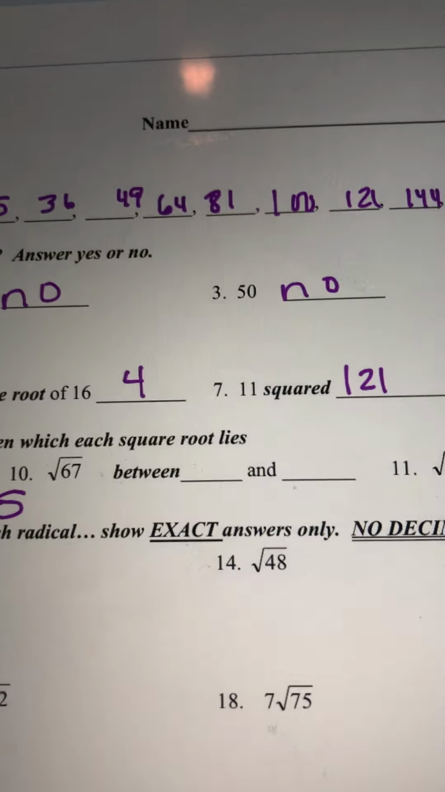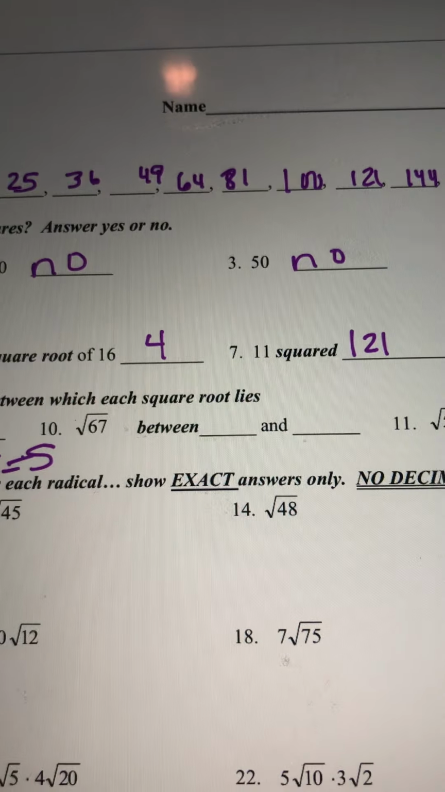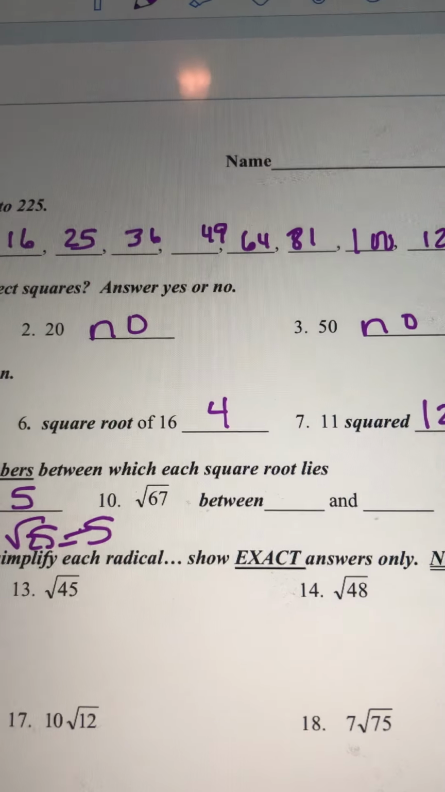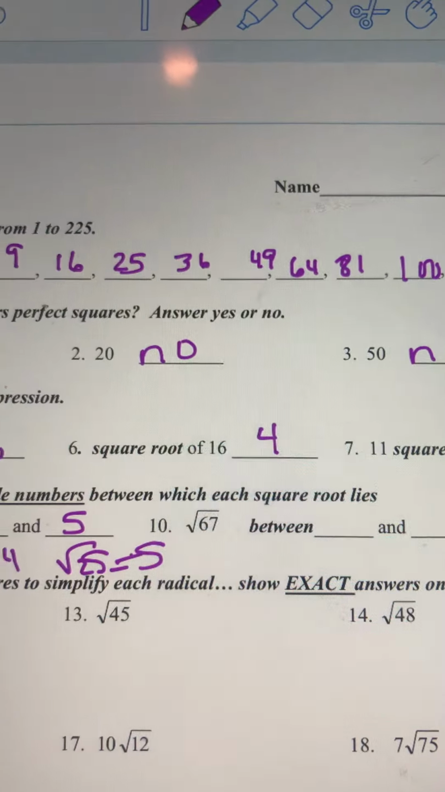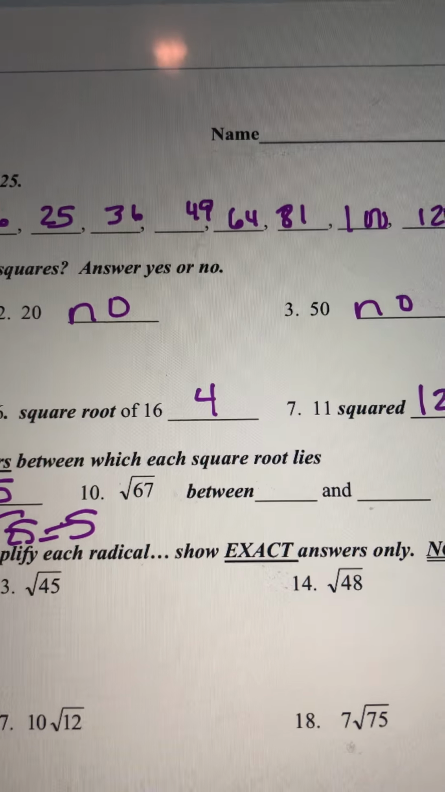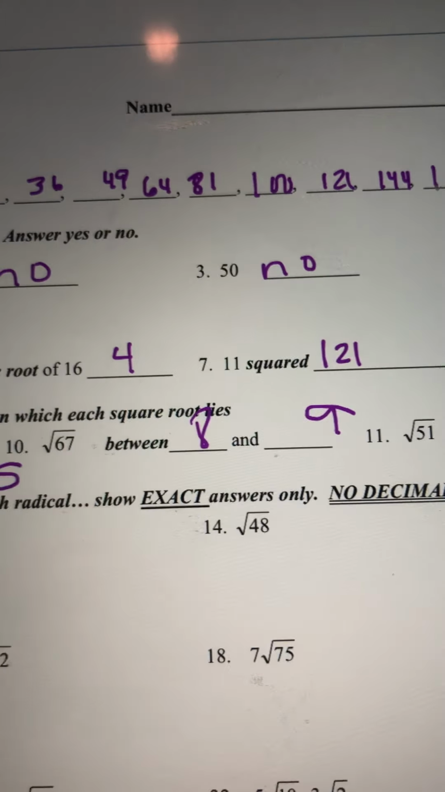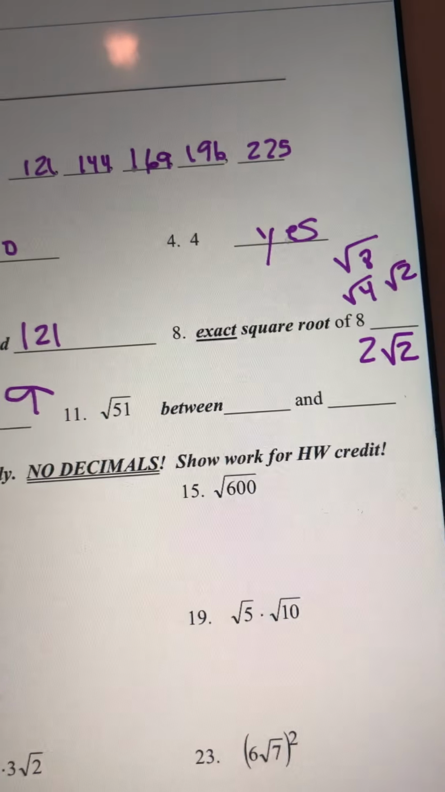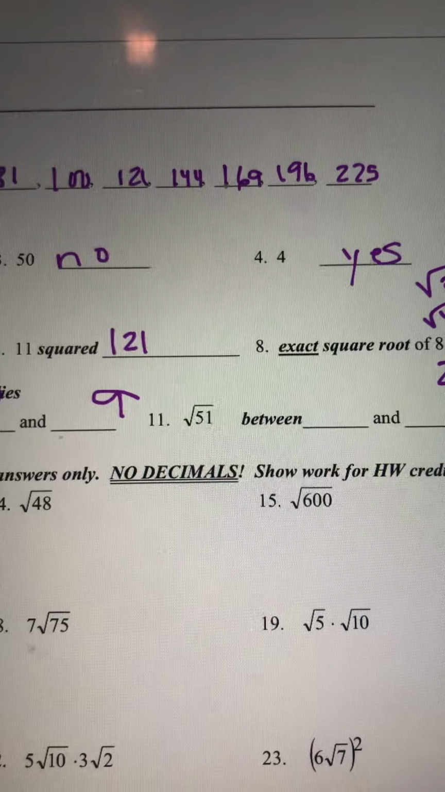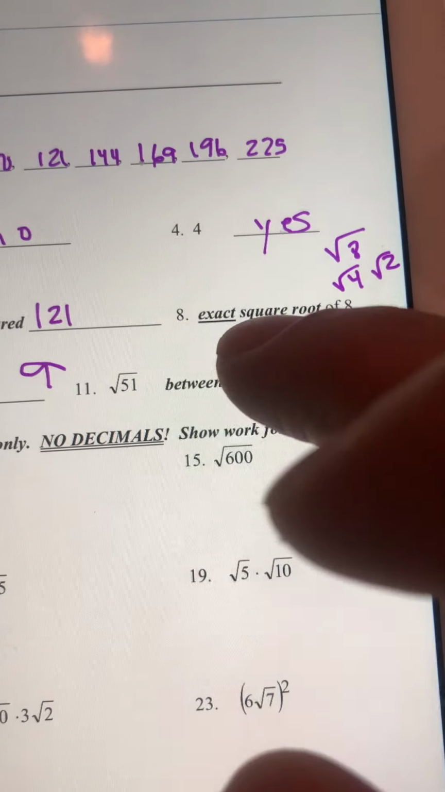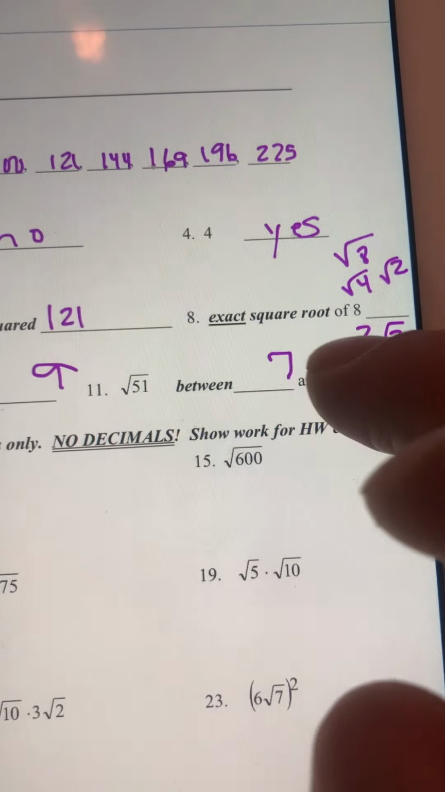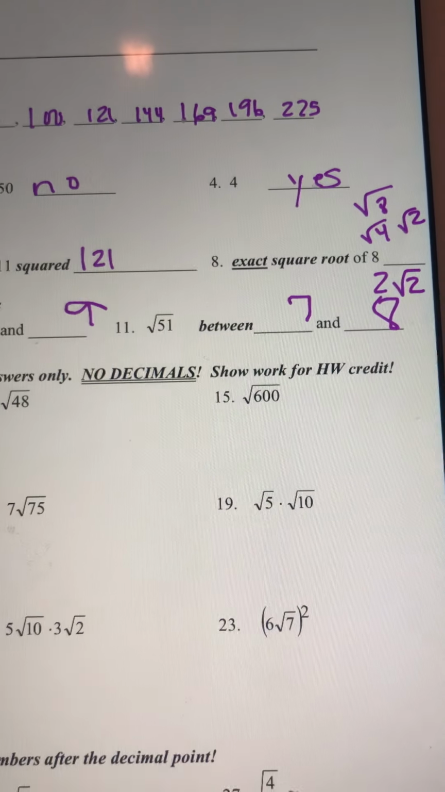Square root of 67, you would think, okay, what 2 perfect squares is that in between? I can even go up to my list, like, oh, 67 is between 64 and 81, so the square root of 64 is 8, and the square root of 81 is 9. Another way to do that is you could also look on your calculator and say square root of 51, and it's going to be 7 point something, and that decimal is between 7 and 8.